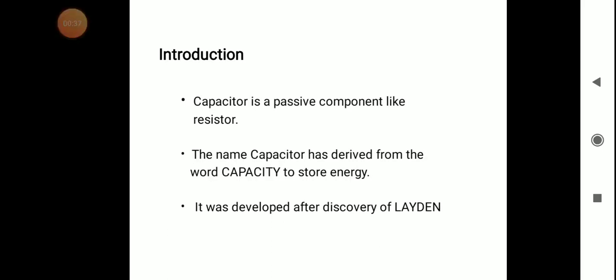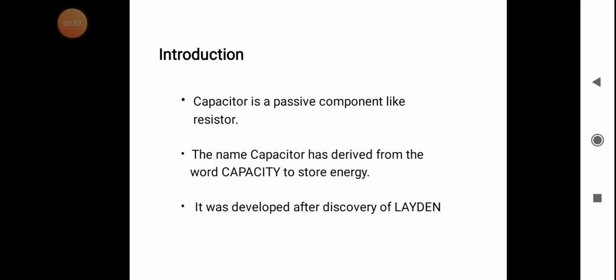It was developed after the discovery by Leyden. The capacitor has the capacity to store energy. The capacitor is a passive component. What is the meaning of passive component?